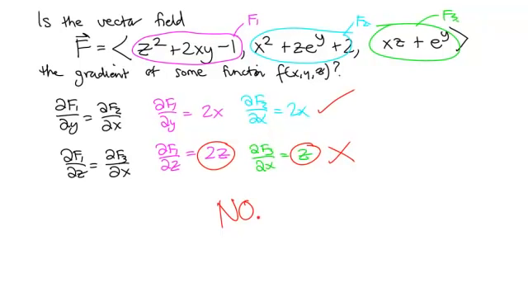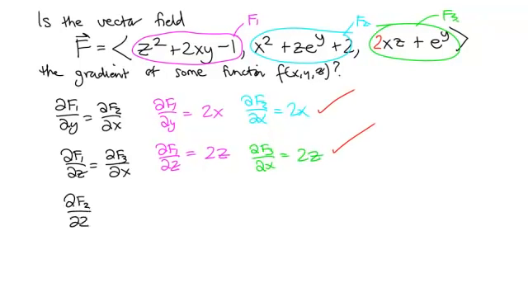But what if we were to modify this example slightly? Let's say that the third component was a typo, and that it was actually supposed to be 2xz plus e to the y. In this case, the derivative of f3 with respect to x would be 2z, and the second equation would check out. So then we could test the third equation, del f2 del z, and see whether or not that's equal to del f3 del y.